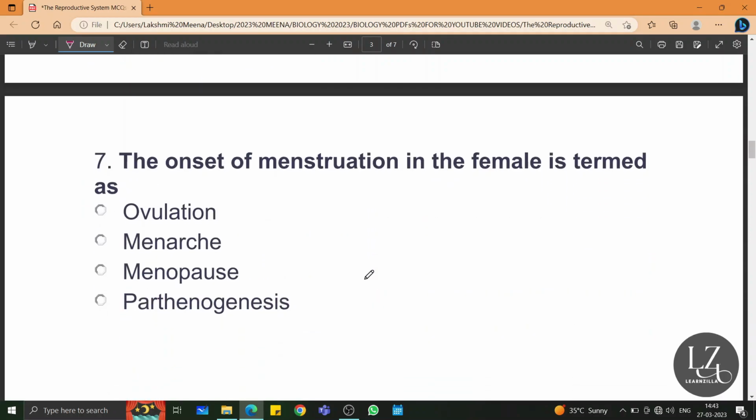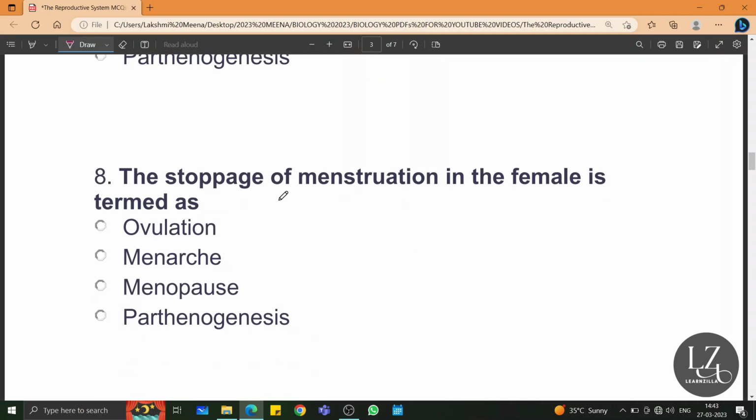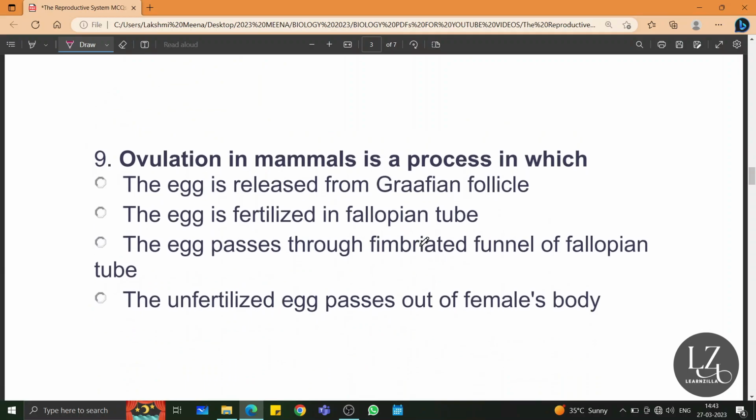The onset of menstruation in the female is termed as menarche. The permanent stoppage of menstruation in females is termed as menopause. Ovulation in mammals is a process in which the egg is released from the Graafian follicle. The Graafian follicle ruptures and releases the egg, that is called as ovulation.